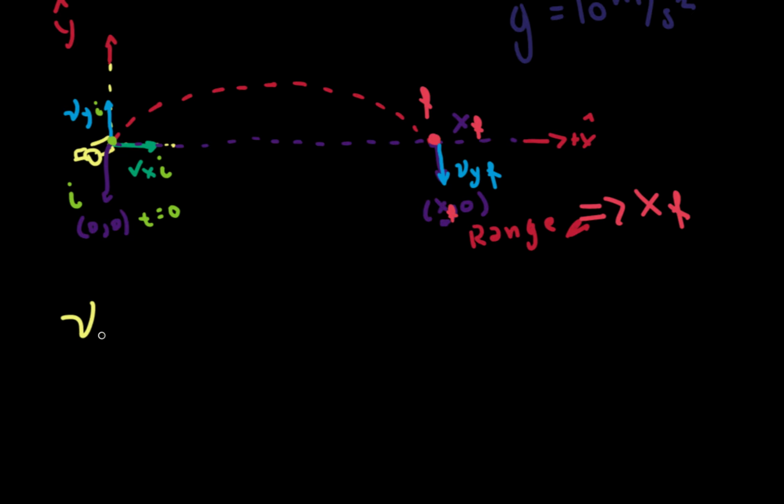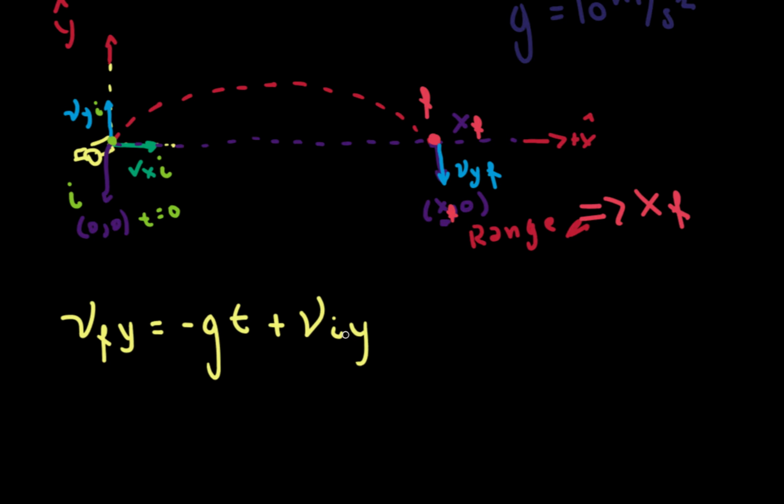So velocity, I'm just going to rewrite it right here. Velocity final on the y equals minus gt plus velocity initial on the y. I will just go ahead and solve this algebraically, just to show you.